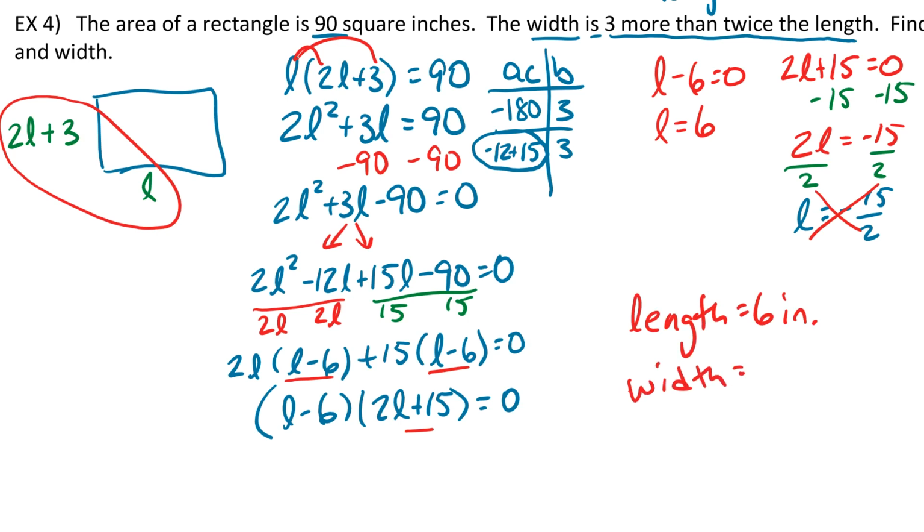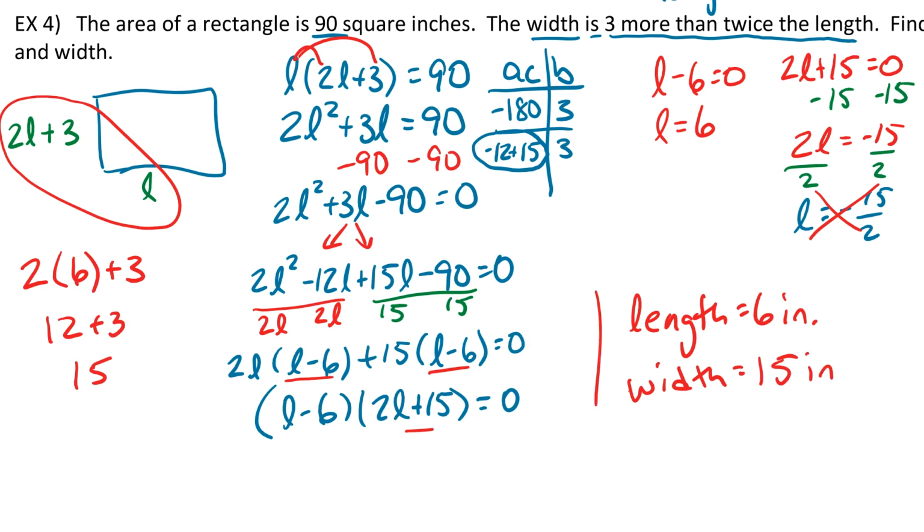And for the width, we just plug it back in. So 2L plus 3, we know L now, so we know that's going to be 2 times 6, plus 3, which is 12 plus 3, which is 15. So this is going to be 15 inches.